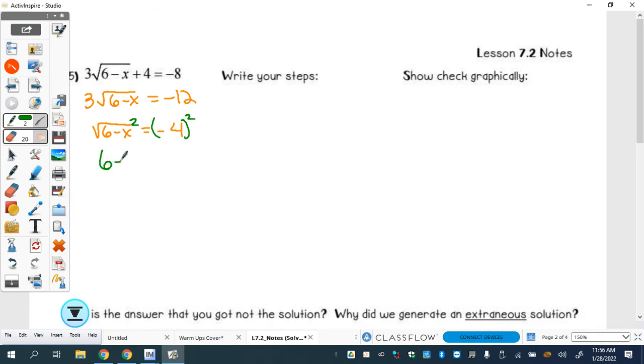So I'm going to square both sides. So again, all I do is get rid of my radical over there on the left side. Right side becomes a positive 16. Subtract my 6. Divide by negative 1. And the x equals negative 10.